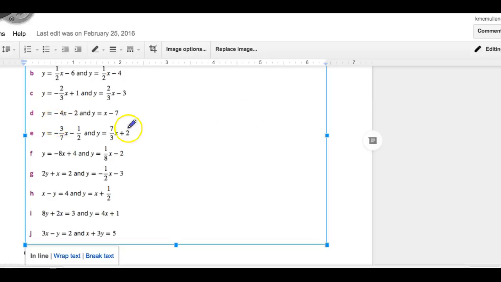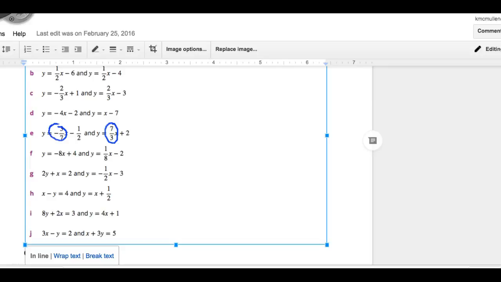Okay, question E. So we have a gradient here. I'll just get my pen. Okay, it's -3/7, and this one is 7/3. So we have one negative and one positive. This fraction here is 3/7. This one here is 7/3. So it is the reciprocal. Okay, so this one here in E, these two lines are perpendicular.